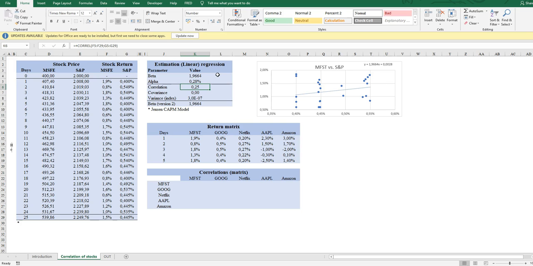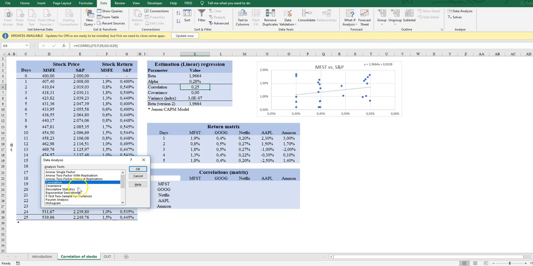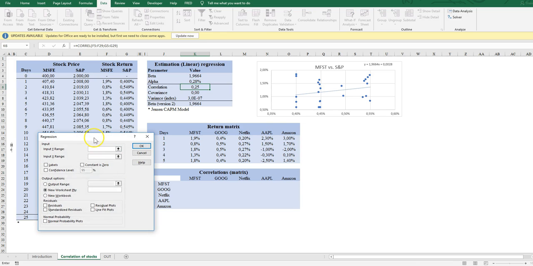Okay, the correlation now, as I said, can be calculated with the correl function. But what we could have done was to calculate the R square of the model and then take the square root. I could calculate the R squared manually, but that will take a few minutes. So what I will do instead is just to use the inbuilt regression functionality and use the R squared from there. So let's find the regression. It's here. Input the Y, Microsoft, input X, which is the S&P, and we will put the results in a new sheet.